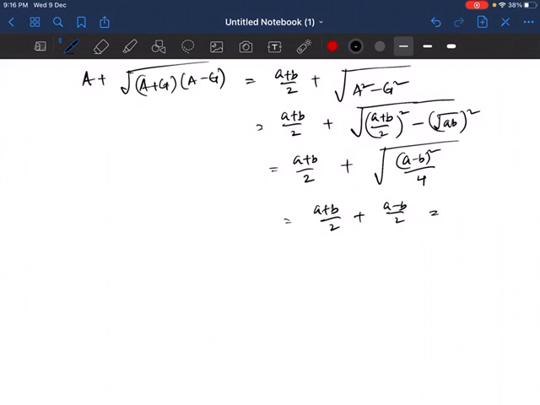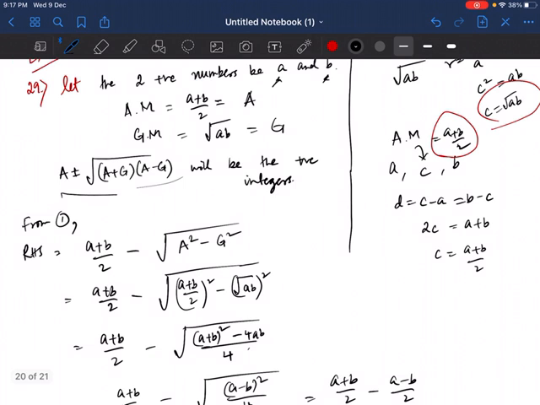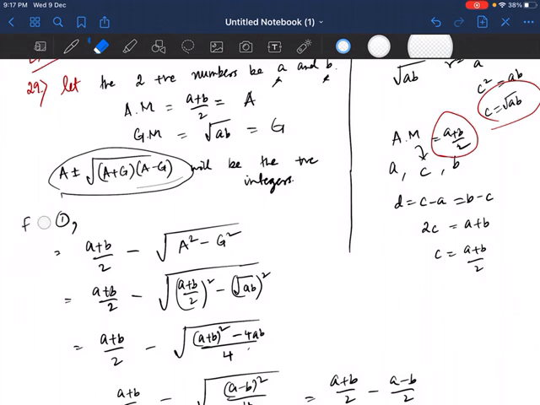So what you are getting in here is a plus b plus a minus b by 2. So we are getting a. So here we are getting the value as a. So a is another element. So we have proved that those two, a plus minus root over of a plus g and a minus g, are nothing but they are the positive elements.